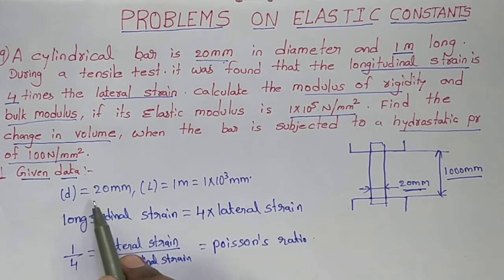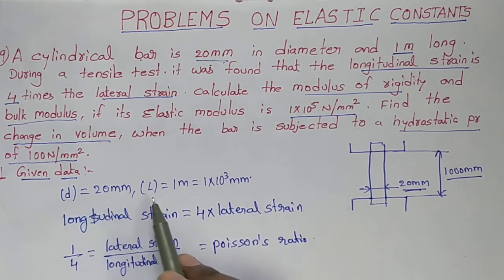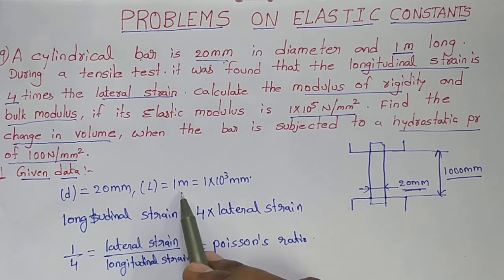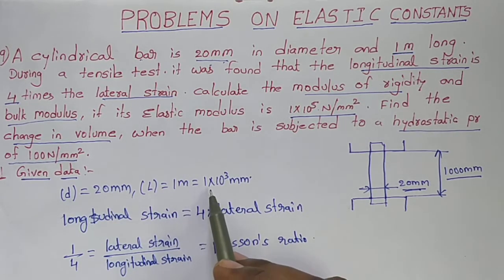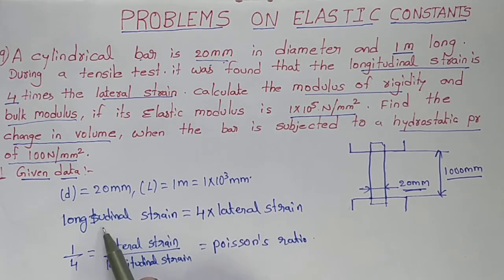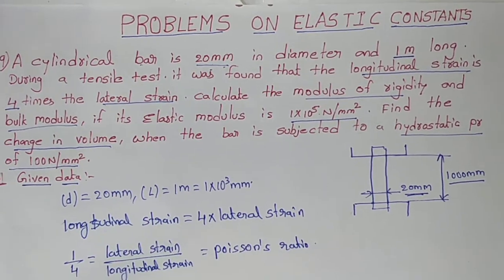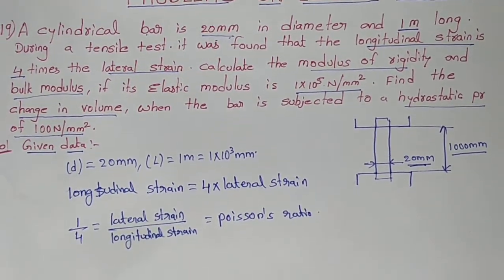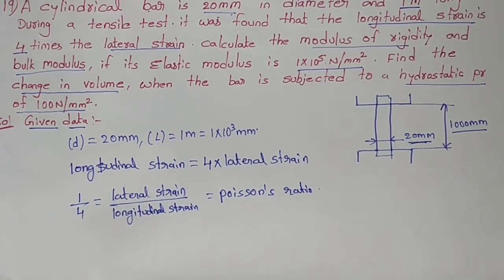Diameter of the specimen is 20 millimeters. Length of the bar is given as 1 meter. That is 1 into 10 power 3 millimeters. Next, the given condition is that longitudinal strain is equal to 4 times the lateral strain.